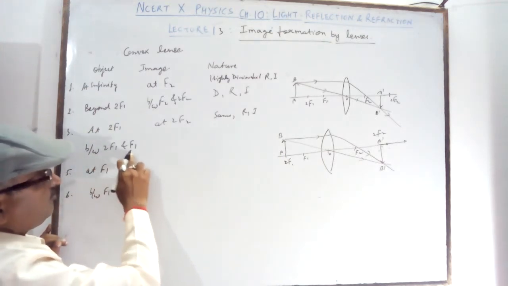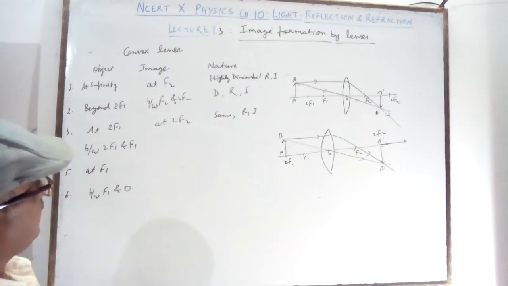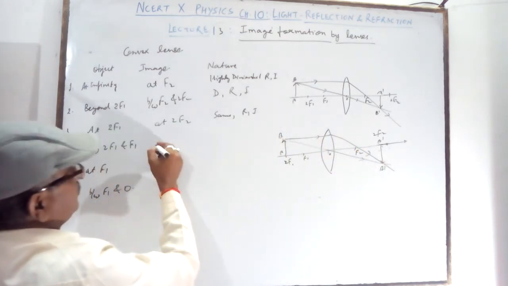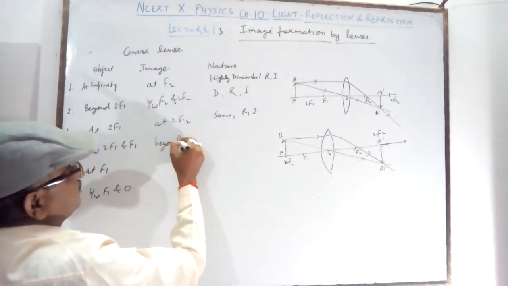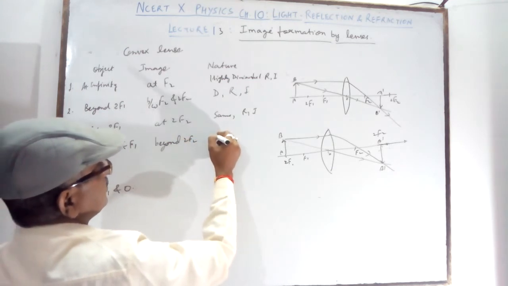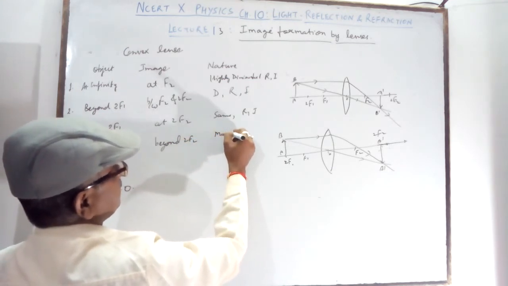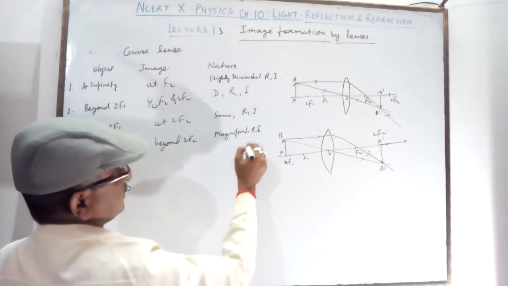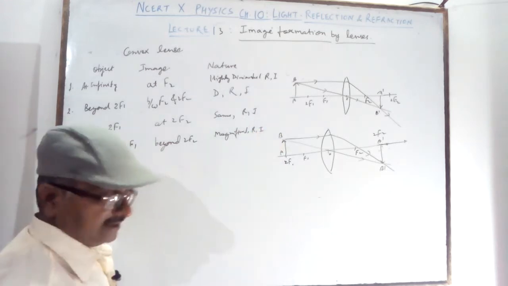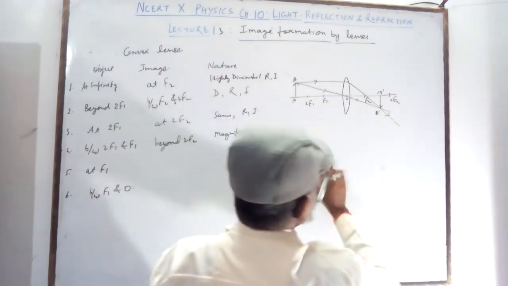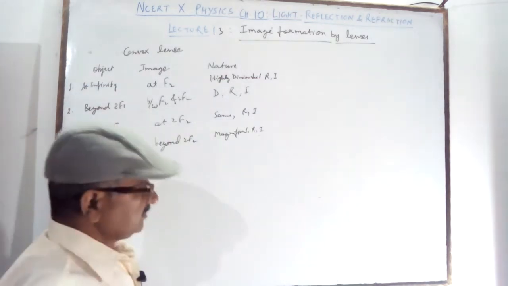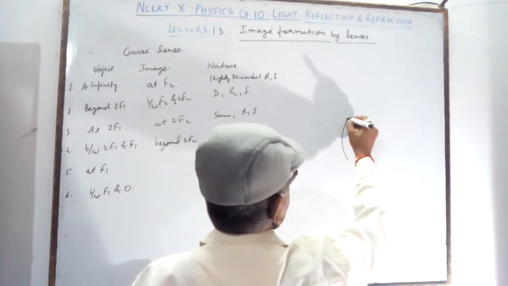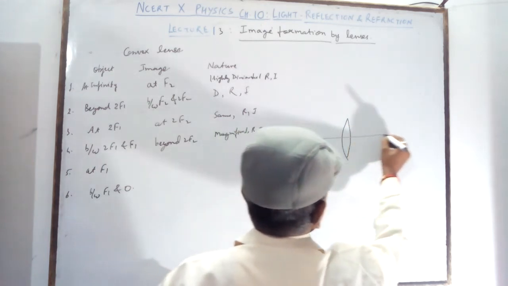The fourth one is when the object is between 2F1 and F1. Then where will you get the image? Beyond 2F2, magnified (magnified means large), real and inverted. What figure will you get? Magnified, real and inverted, the same thing.